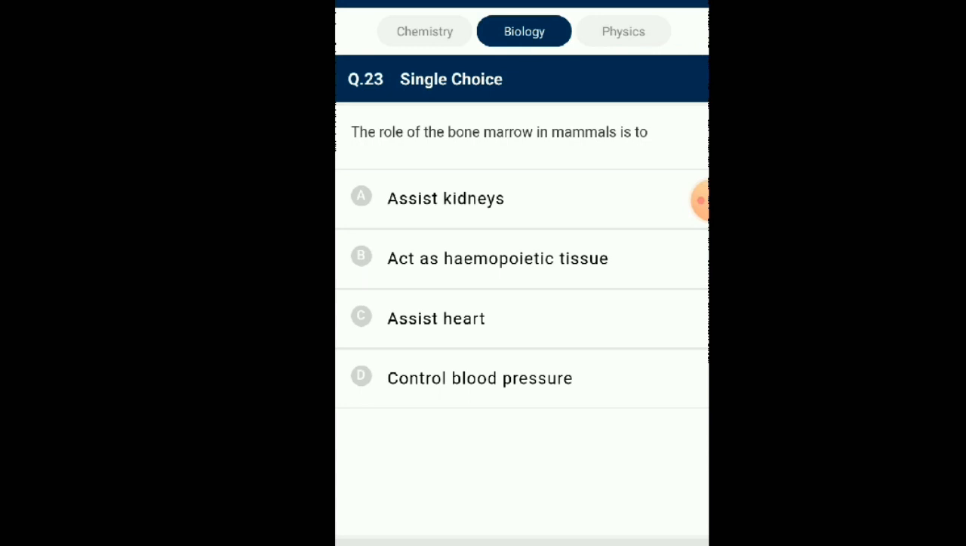It is mainly composed of hematopoietic stem cells and supportive areolar cells. The yellow bone marrow is mainly composed of adipose tissue that stores white fat. So the answer for this question is option B, act as hemopoietic tissue.